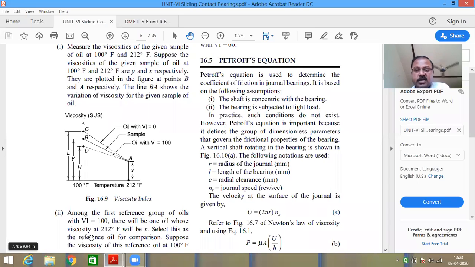Eccentric means exactly what? The center of the bearing and the center of the shaft are not at the same point. There is some radial difference. That radial difference is called eccentricity.